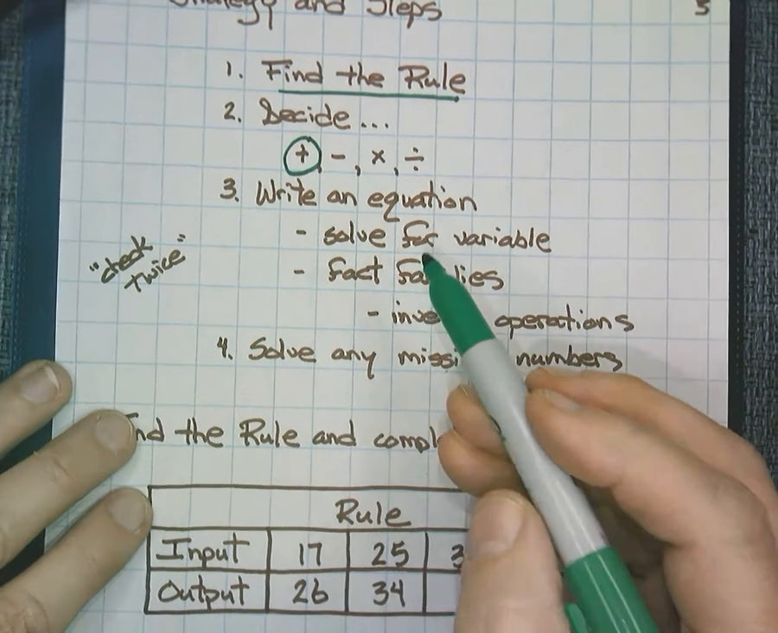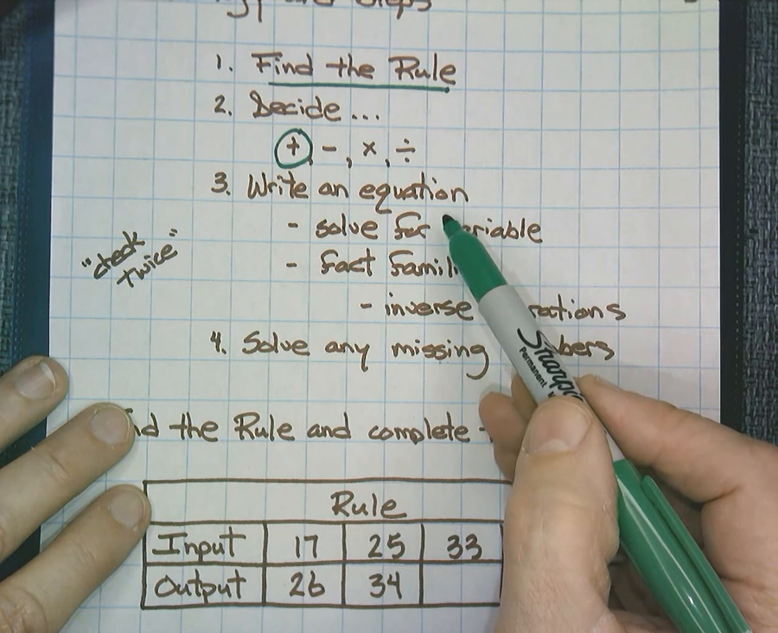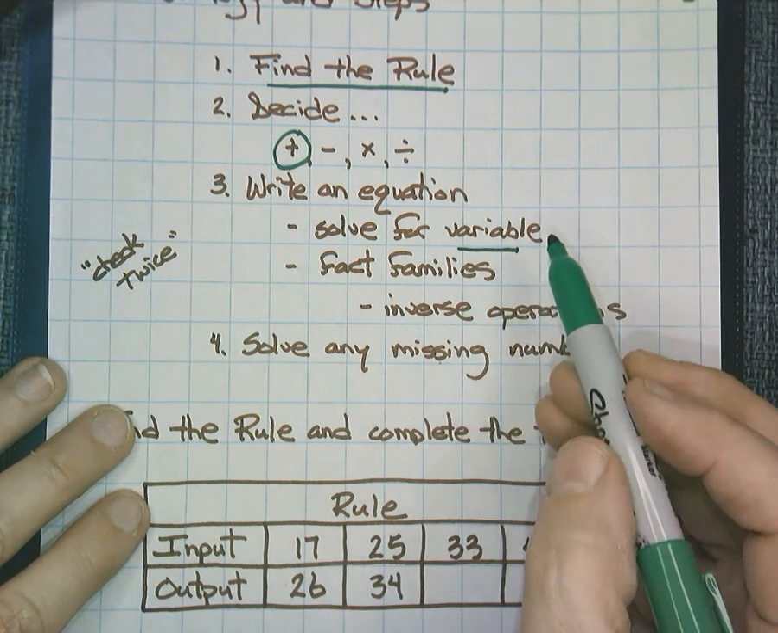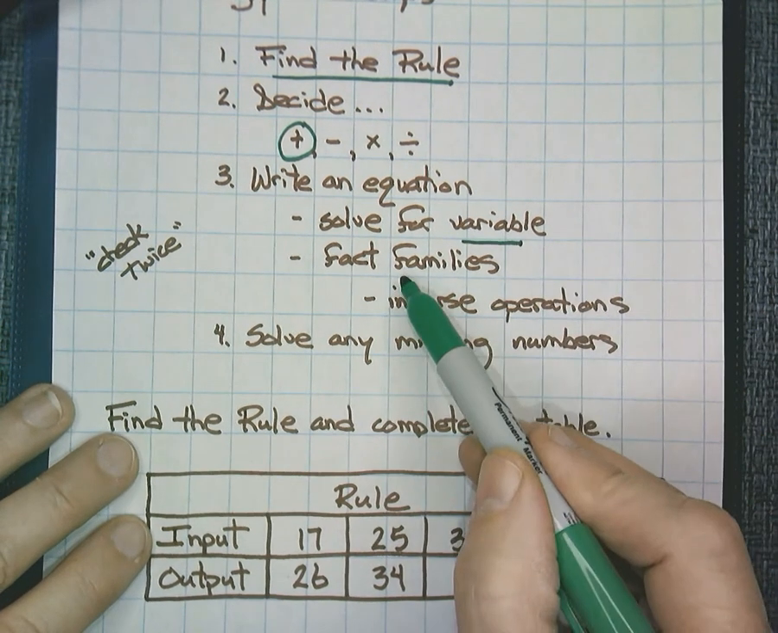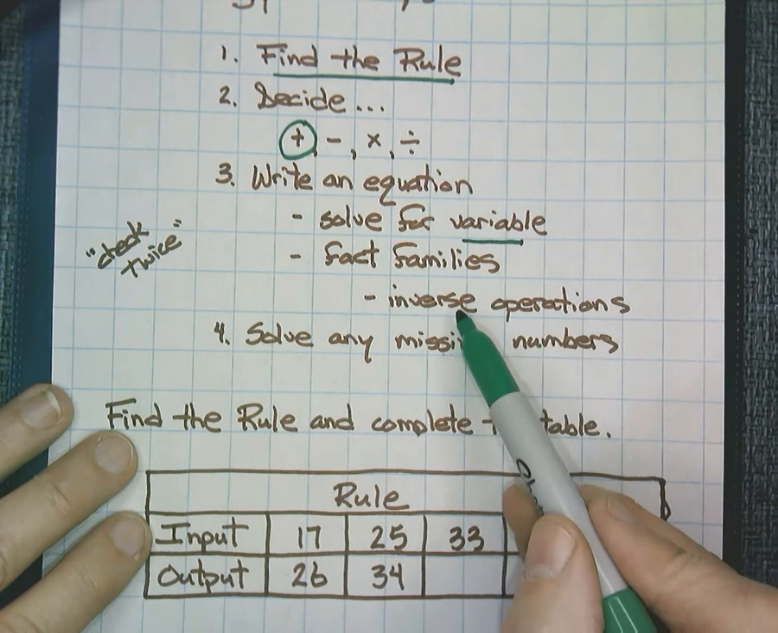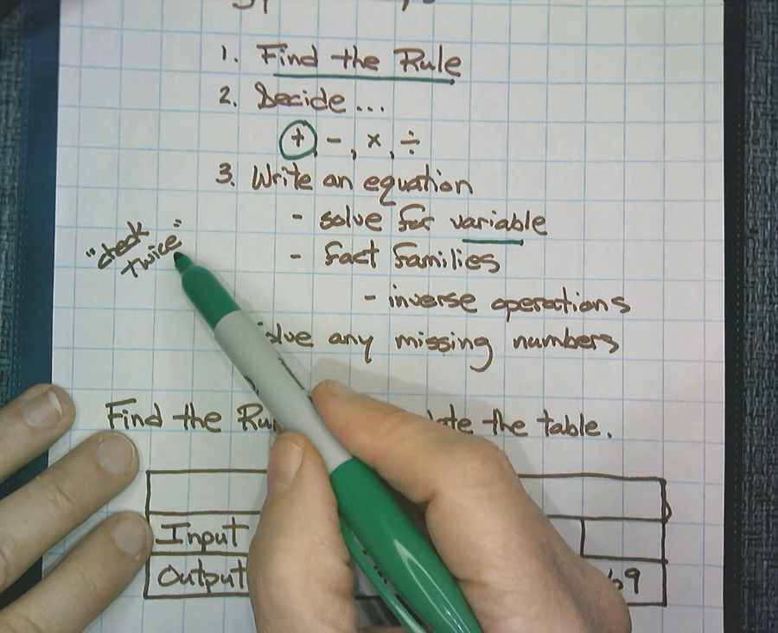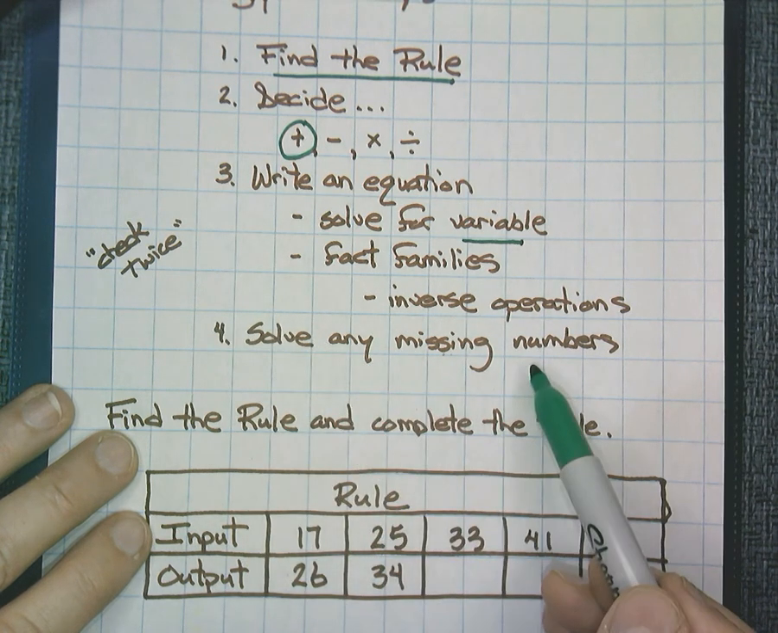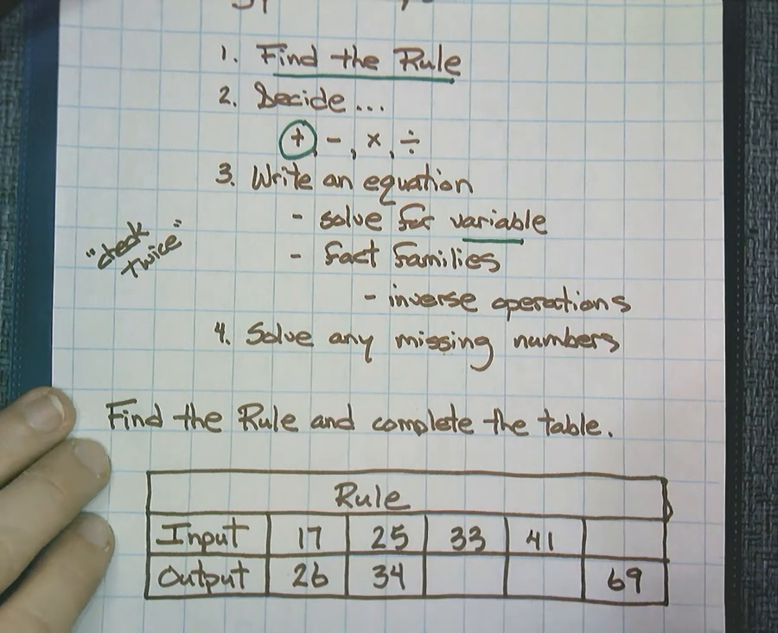we're focusing today on addition. As we did on the previous page, we write an equation and solve for our variable. Remember that a variable is a letter that represents an unknown number. We can use our knowledge of fact families, and some people call that inverse operations. And it's always good to check twice. I'll show you that down below here. And then we would just simply solve for any missing numbers. For example, down on this one, you can see that we have some blanks, and that's what we mean when we say to solve.